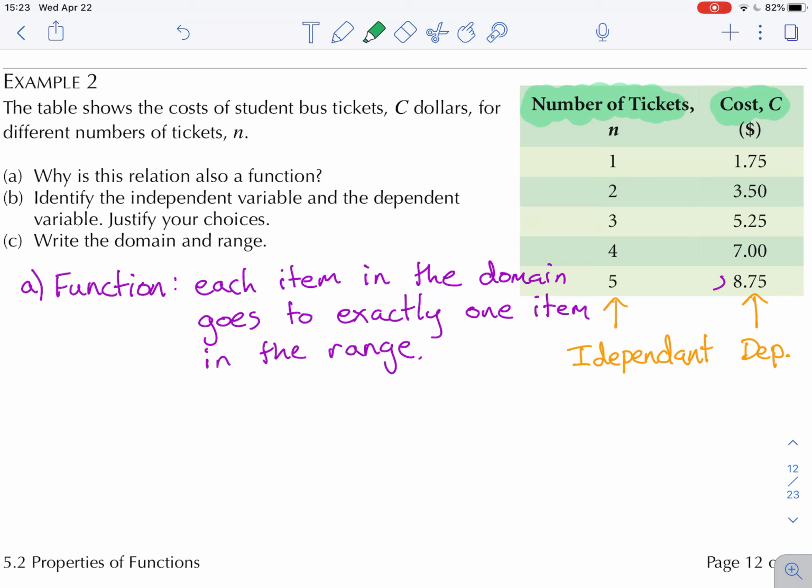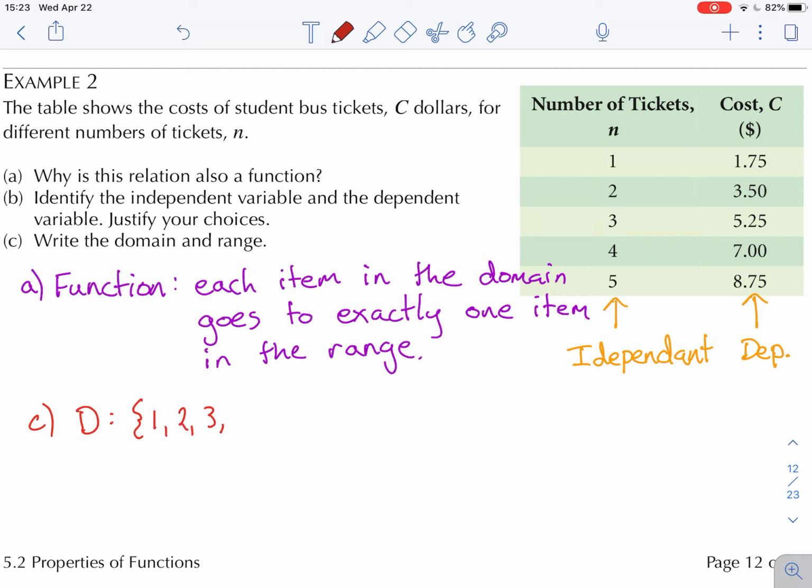If I said the number of tickets depends on the cost, well, it kind of works, but it doesn't really work that well. Because when you're going to the bus station, you say, I want 4 tickets. And the cost depends on the number of tickets you buy. But in math, our range value is always our dependent variable, and our domain value is always our independent variable. Now, we're going to write the domain and range.